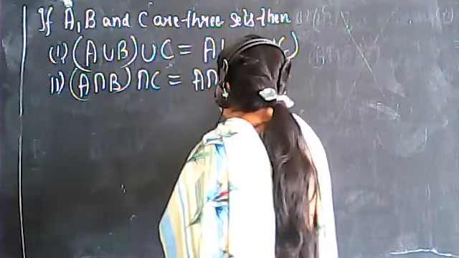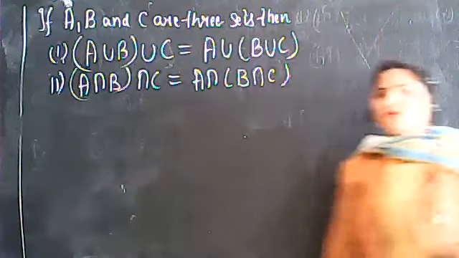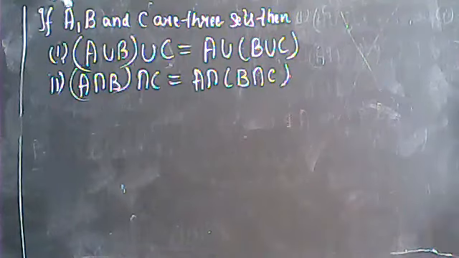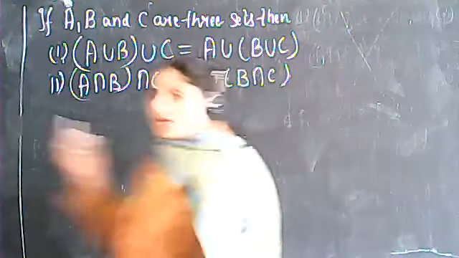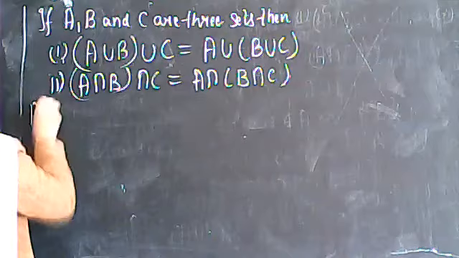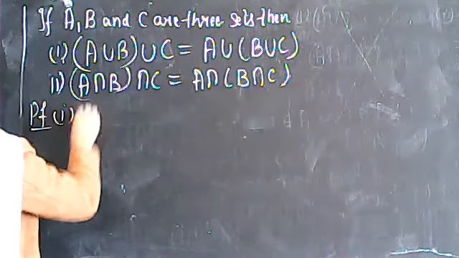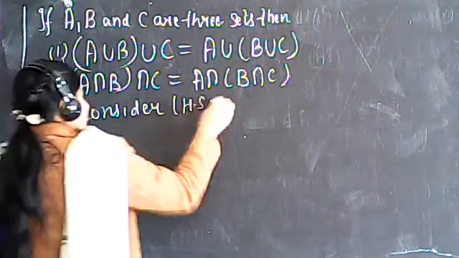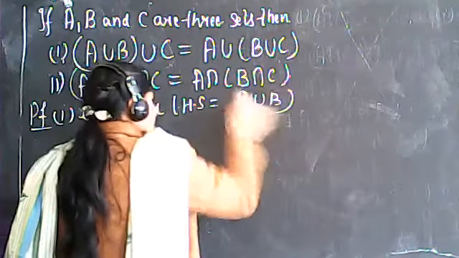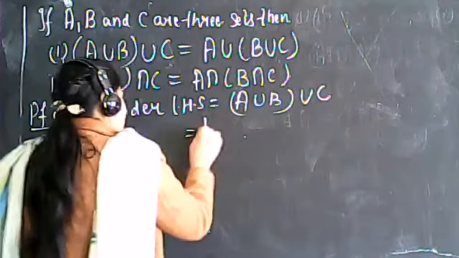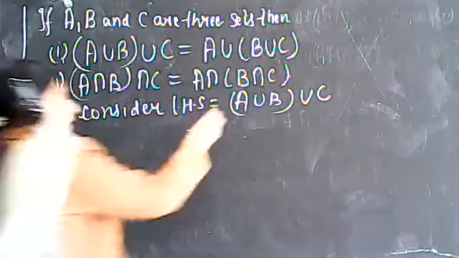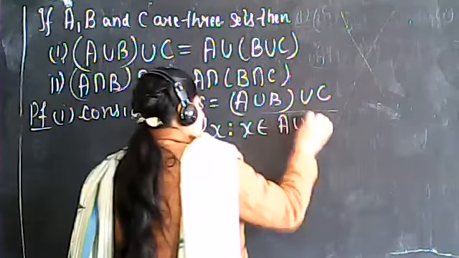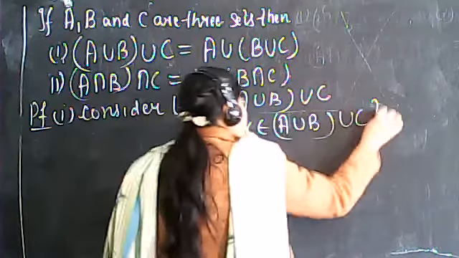A intersection (B intersection C) equals (A intersection B) intersection C. So if A, B and C are three sets, then we have to prove these two parts. So let us start with the explanation of part 1. Consider left hand side. What is left hand side? A union (B union C). Now what is the definition of a set? It is the collection of those elements which are present in A union (B union C).